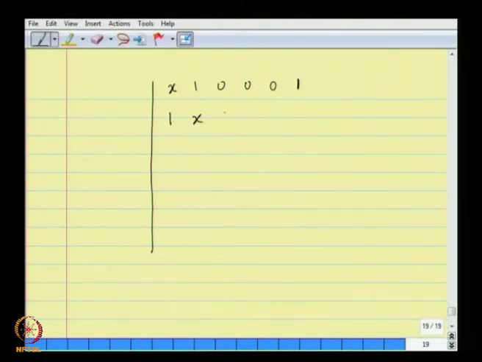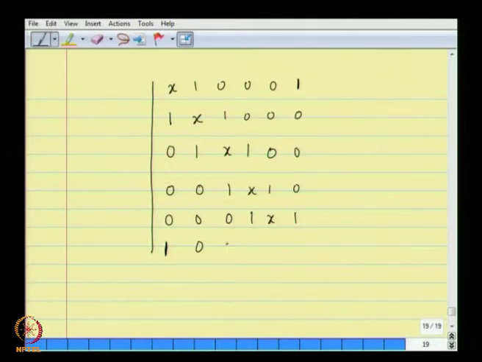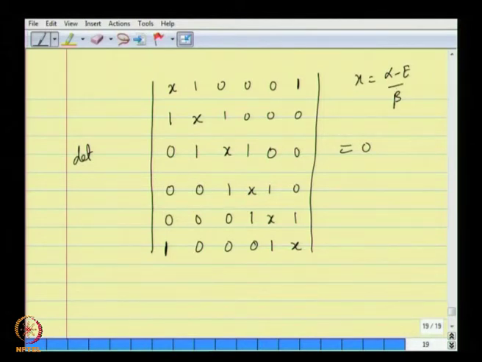Then you have 1,X,1,0,0,0, then 0,1,X,1,0,0, then 0,0,1,X,1,0, and on the 6th row you have 1,0,0,0,1,X. These things do not change; the near neighbors are only the 2 neighbors on either side. This is the determinant that you want to set to zero, and remember X is equal to alpha minus E divided by beta. So the energy E is there.